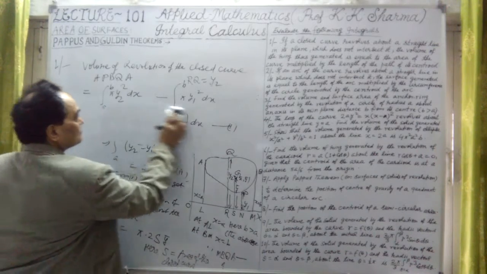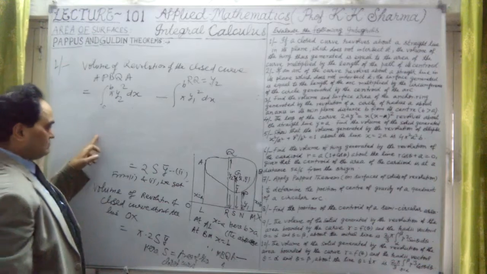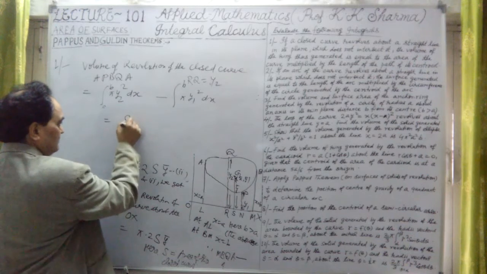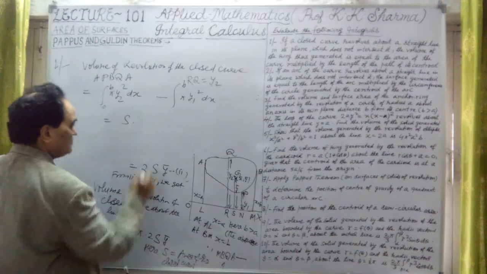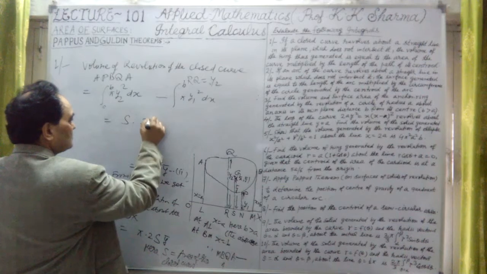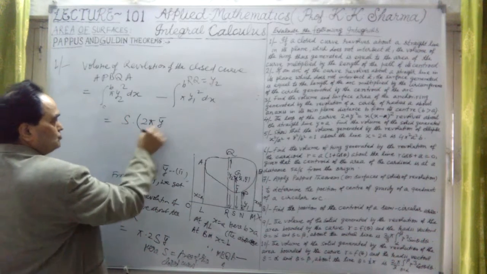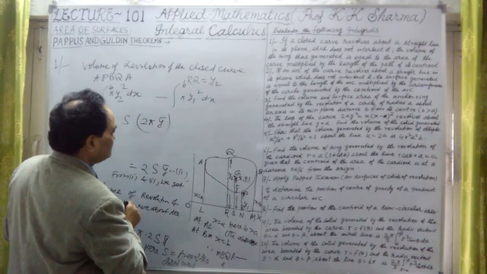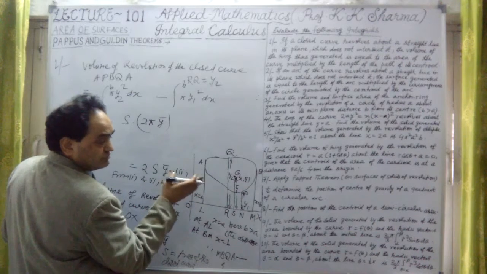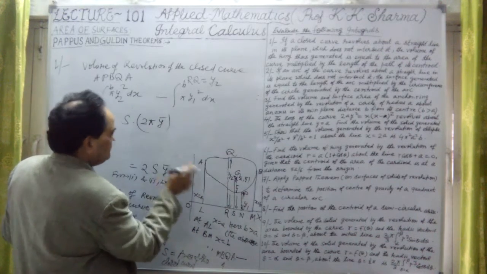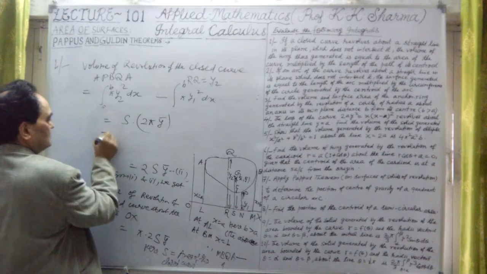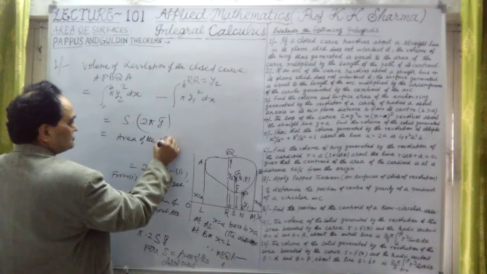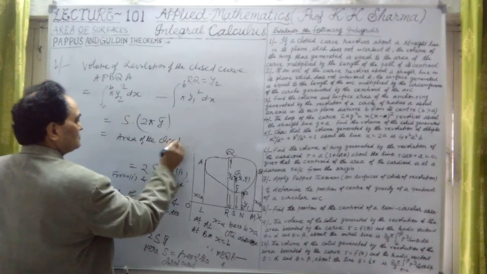Therefore, this is equal to S into, capital S if I take separately, 2 pi into y bar. What is 2 pi into y bar? This is the circumference of the circle generated by the centroid G. Let me write here: S is the area of the closed curve.